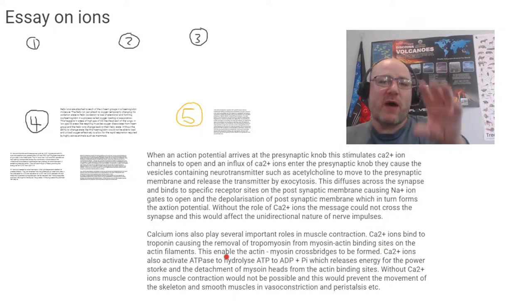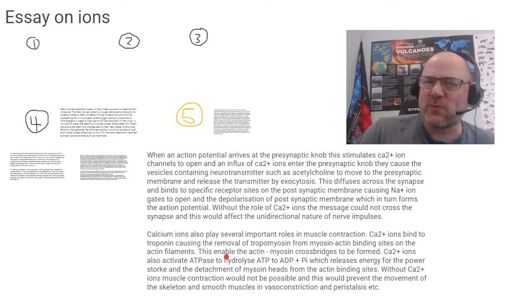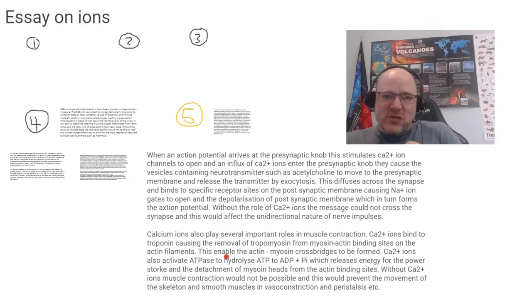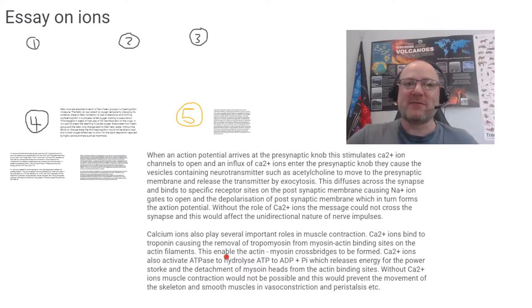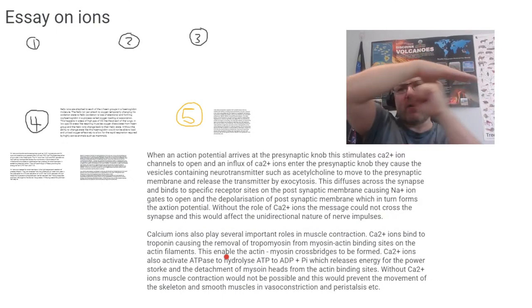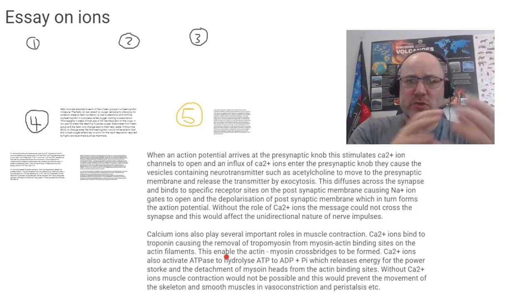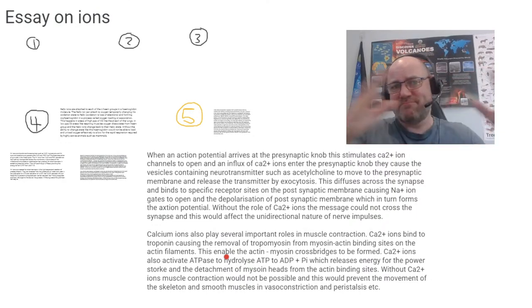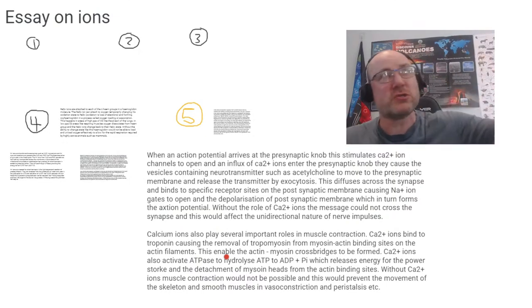Calcium ions also activate the enzyme ATPase that hydrolyzes ATP to ADP plus Pi. Why do we need that to occur in muscles? Because it's the energy released from the hydrolysis of ATP that allows us to do the power stroke, which is where the myosin heads kind of ratchet forward like a crank mechanism, and cause your muscles to contract. You could go on about the sarcomere and stuff, but you don't want to go too off topic.